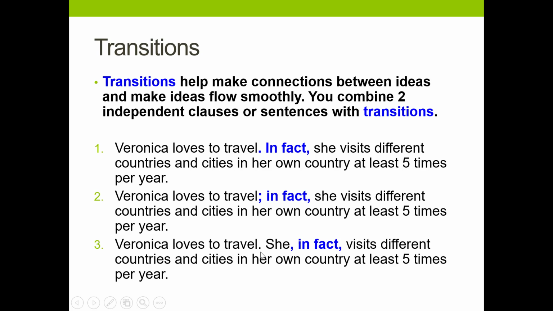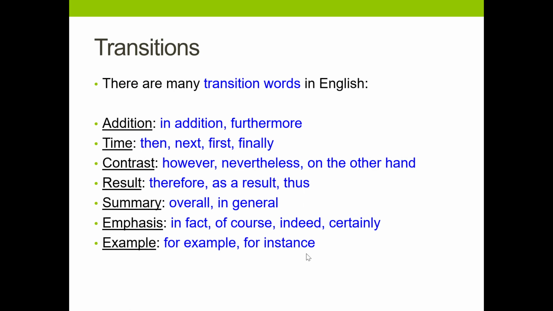Veronica loves to travel, period. She, in fact, visits different countries and cities, etc. So these are the 3 different ways we can use transitions. And there are many transition words in English. Here are some, like in addition and furthermore, to show addition, then, next, first, finally, for time, for contrast, however, nevertheless, on the other hand, for result, therefore, as a result, thus.